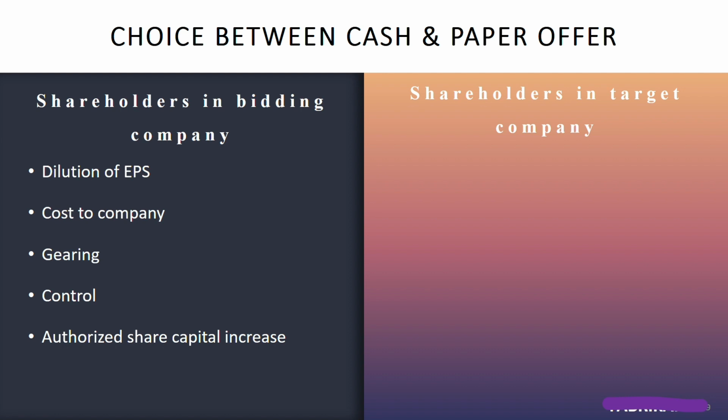Now let's go from the point of view of the target company. Borrowing limit increase, yes. The target company will look at tax, because they are the ones who are going to receive cash or shares. They are the ones who have to pay tax. If they're receiving a cash offer, they have to pay tax. So it's not very suitable for them because they have an immediate liability to tax. But if it's share for share, then they may not have to pay immediate tax.